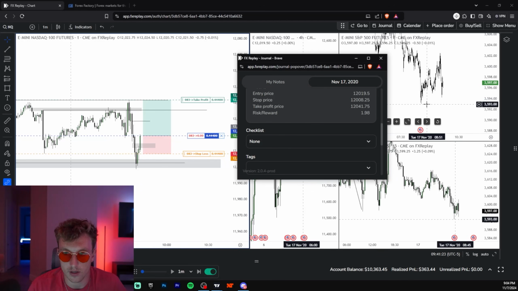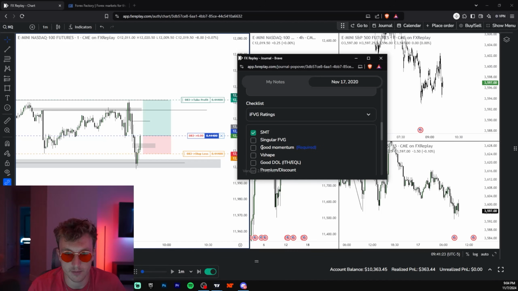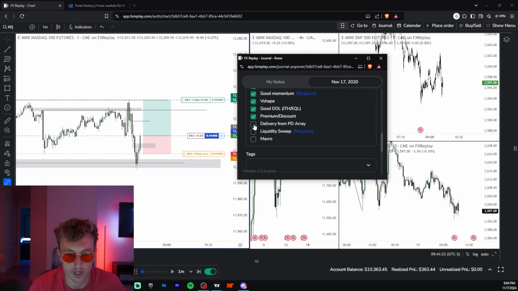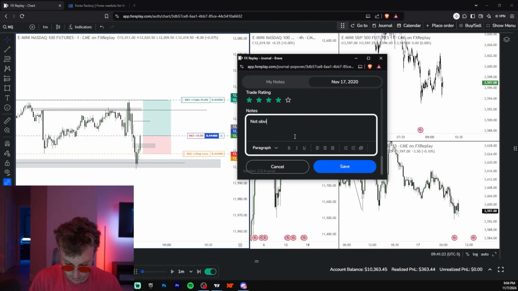There is an SMT here too, which I do like. SMT, single fair value gap, good momentum, V shape, yes. Good draw on liquidity, yes. Relative equal highs, yes. We're in discount, yes. We're delivering from a PD array, yes. The only thing is the liquidity is not obvious, but there is a lot of influence here, so I'd still give it like 4 stars.